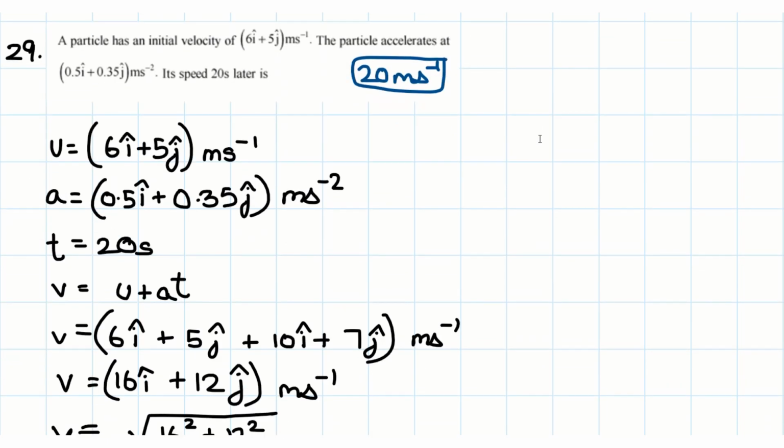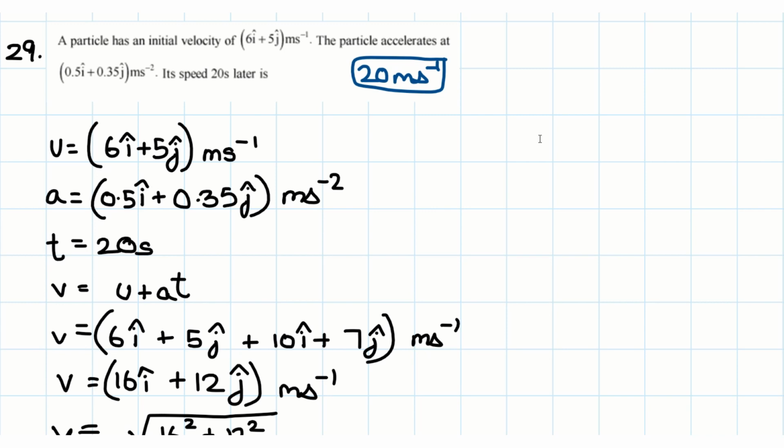In the 29th question, we have the initial velocity as 6 i cap plus 5 j cap, which is 6 along the x-axis and 5 along the y-axis. Acceleration is given as 0.5 i cap plus 0.35 j cap, and we need to find the speed 20 seconds later. Now we can simply apply the first equation of motion, v equal to u plus at.